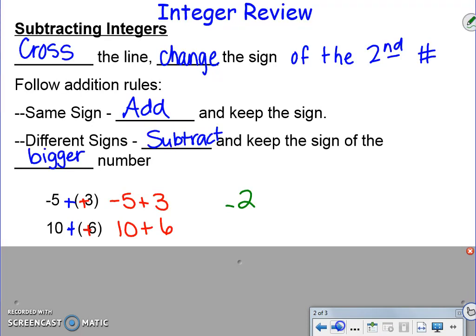And 10 plus 6, they're both positive. So we add them together. 10 plus 6 is 16. Both of those numbers were positive, so my answer is positive.